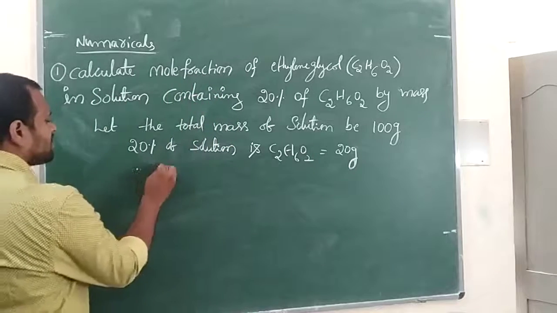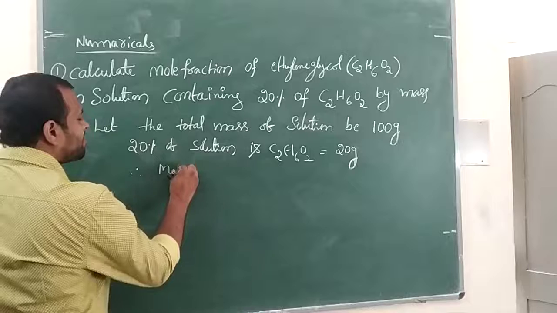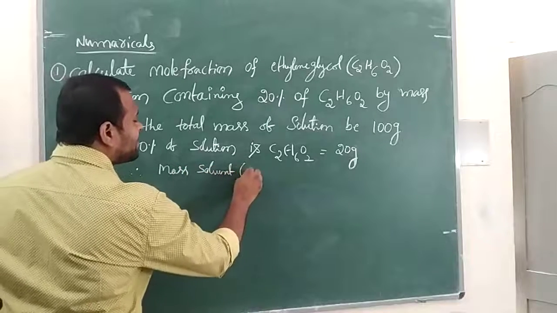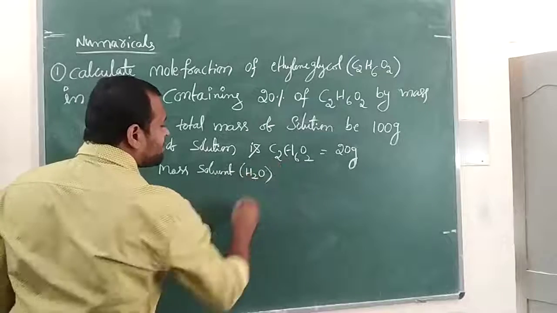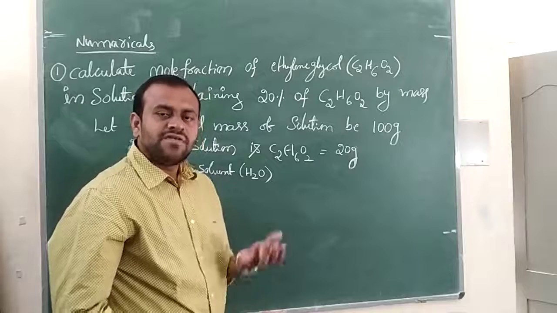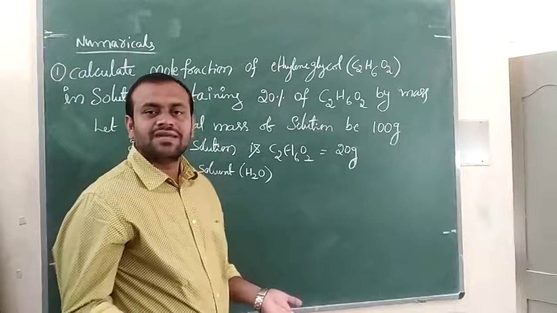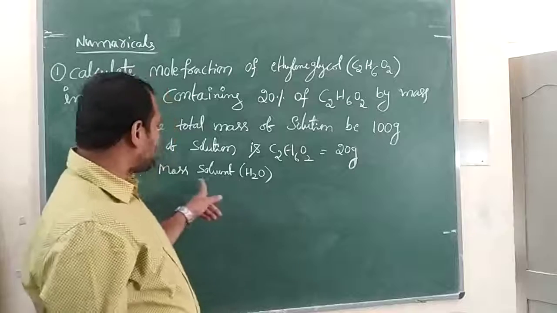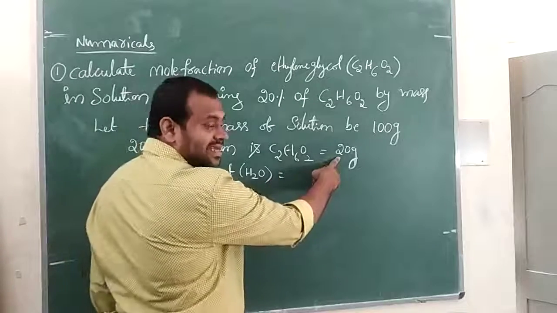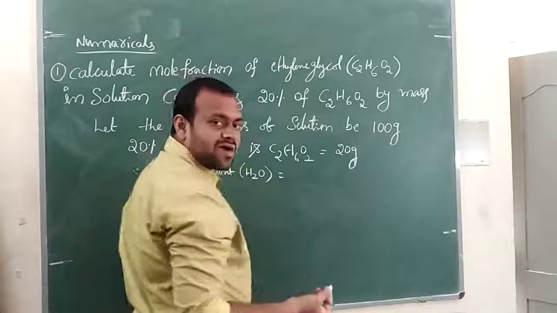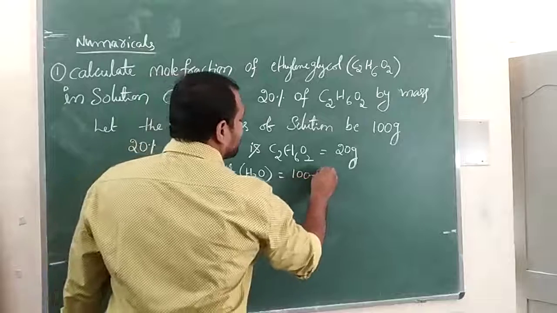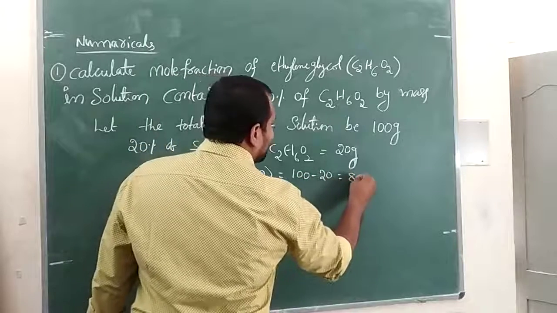Therefore, mass of solvent. Solvent here is nothing but water. Is it correct or not? Why? Because ethylene glycol solution means, how do we get ethylene glycol solution? Whenever ethylene glycol is mixed in water, we will get ethylene glycol solution. Therefore, mass of solvent, that is water. Solute is 20 grams and solution is 100 grams. How much will be the mass of solvent? So it is 100 minus 20, that is equal to 80 grams.